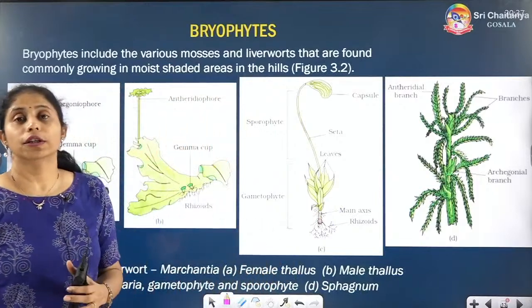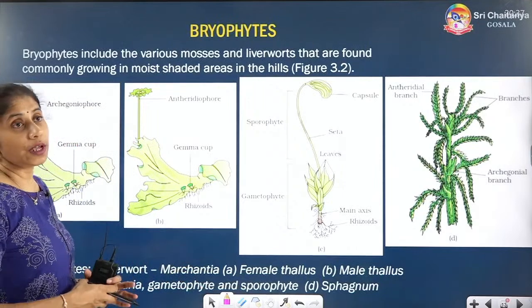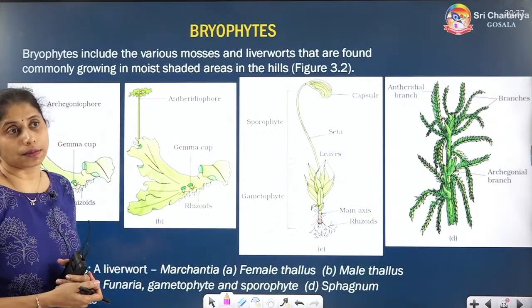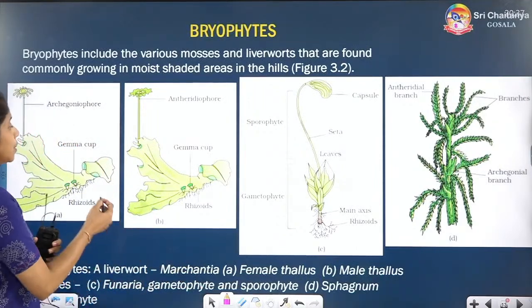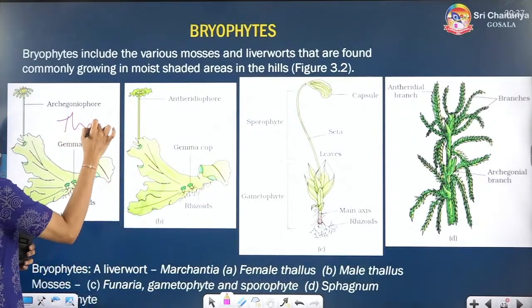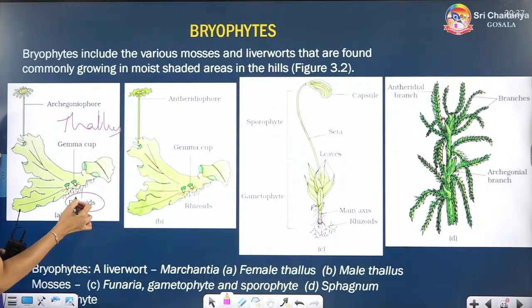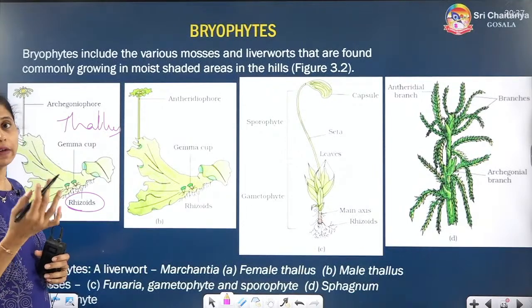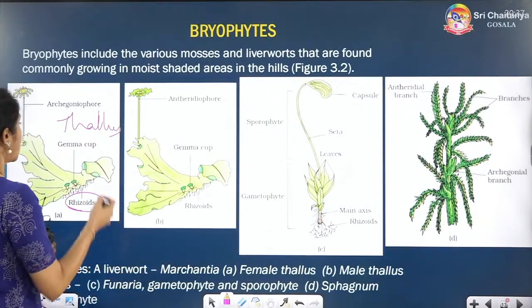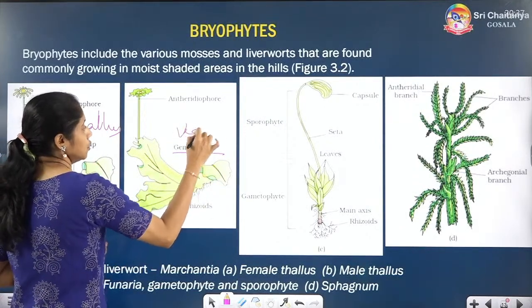Let us see some pictures of the bryophytes. In these bryophytes we have liverworts and mosses. Liverworts will be thalloid forms. You can see here in these two, this is the thallus. Here rhizoids are there, not roots. Instead of roots they possess rhizoids, and these are dorsiventrally flattened structures, and they have the gemma cups. Gemma cups are meant for vegetative reproduction.